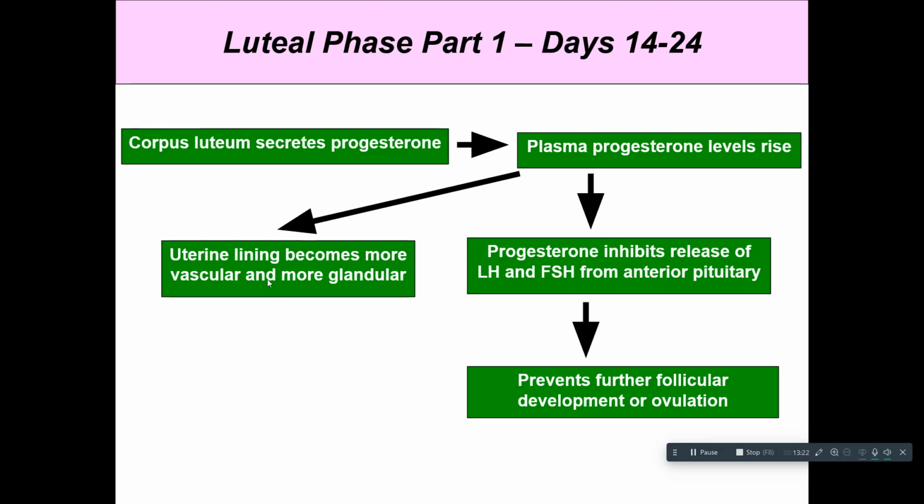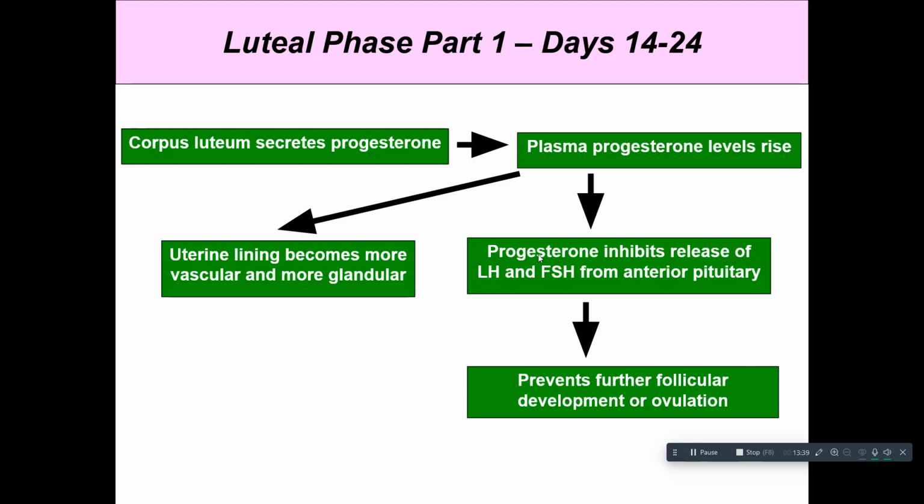Progesterone causes the uterine lining to become more vascular, more glandular, causes it to be even thicker than before. And of course, when we say uterine lining, we're specifically talking about the stratum functionalis of the endometrium.